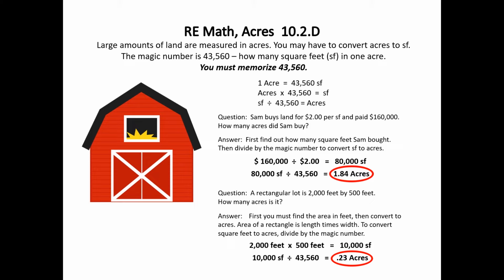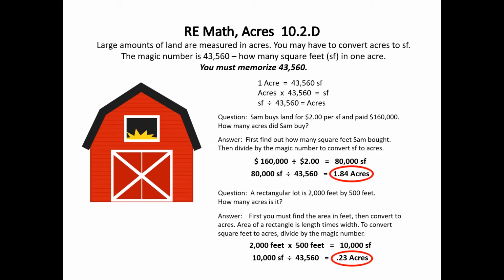So, we take $160,000, which is how much he paid. We divide by $2, which is the price per square foot, and we discover that Sam bought 80,000 square feet. We take the 80,000 square feet, and because we know square feet, we're going to divide to get acres. We divide by our magic number, and we discover that Sam bought 1.84 acres.